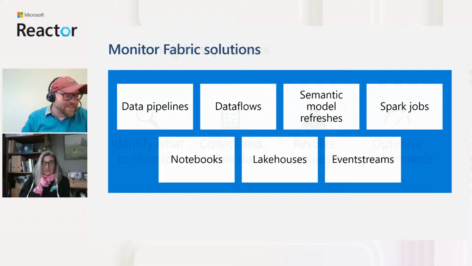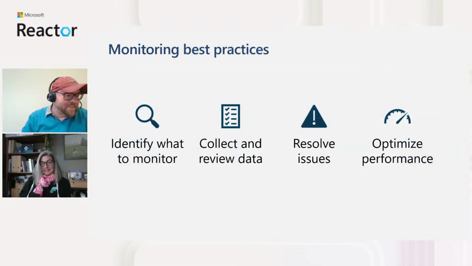So how do we do it though? There are some best practices here. We have to know what we need to be monitoring, collect and review data, resolve issues, and then optimize performance. And even though we're seeing these in a line, like it's a step-by-step process, really it's more circular. You're going to be going around and around, and things are going to change. So this is definitely something to keep an eye on all the time. You have to review logs and metrics regularly. You have to take action, and you want to monitor performance.